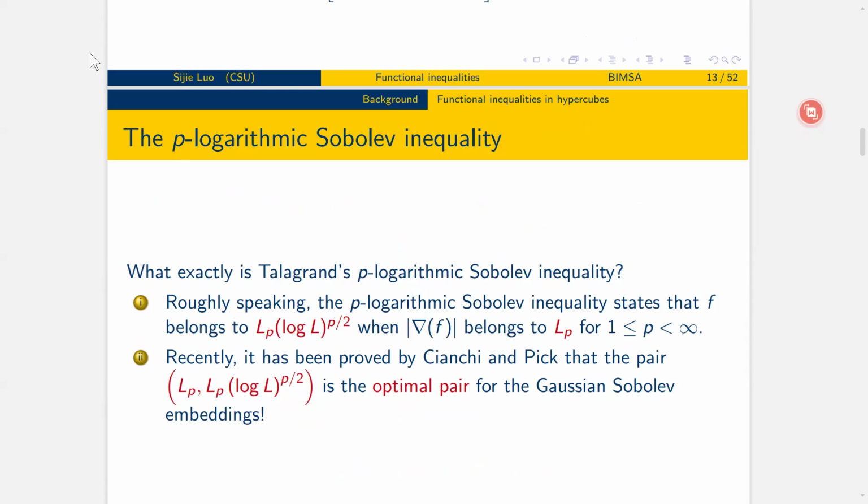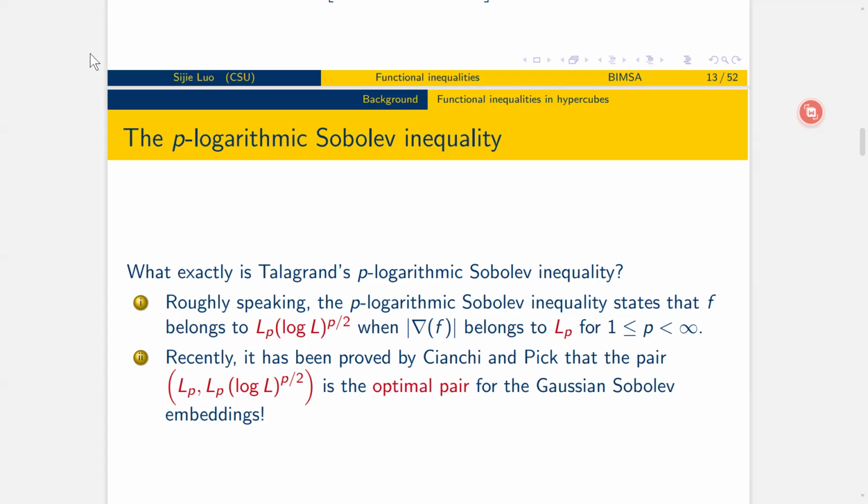If the gradient of f belongs to L^p, then f belongs to L^p log L with power p over 2. When p becomes 2, this result reduces to the log-Sobolev inequality, right? Because p equal to 2, the first one is L^2 log L. But this result can extend to general p from 1 to infinity.